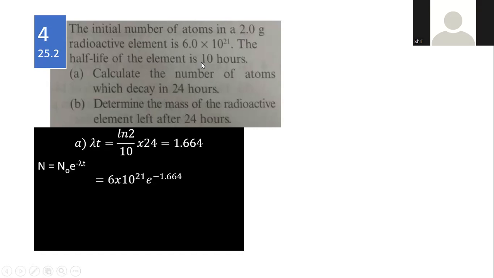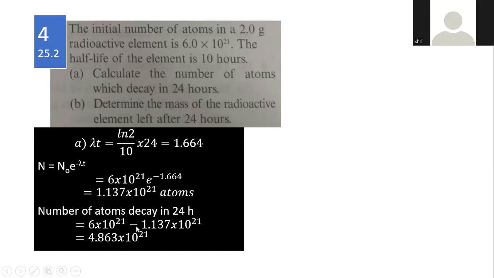Okay, your N naught, that's your N naught. Lambda T, that's your lambda T. Calculate out. Number of atoms decay in 24 hours.